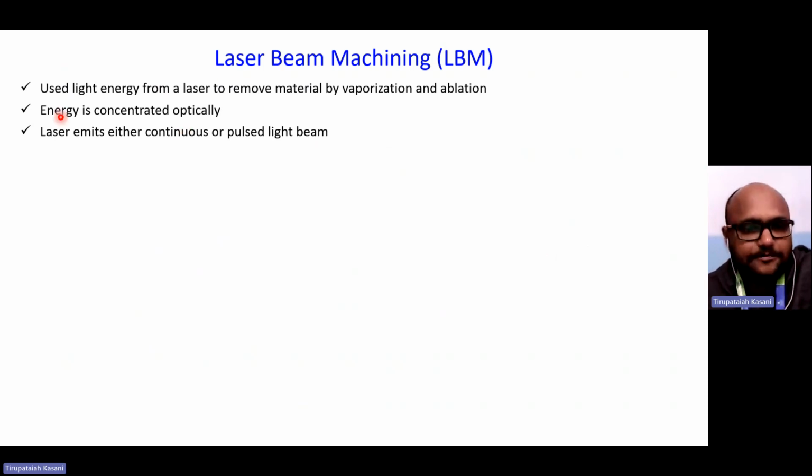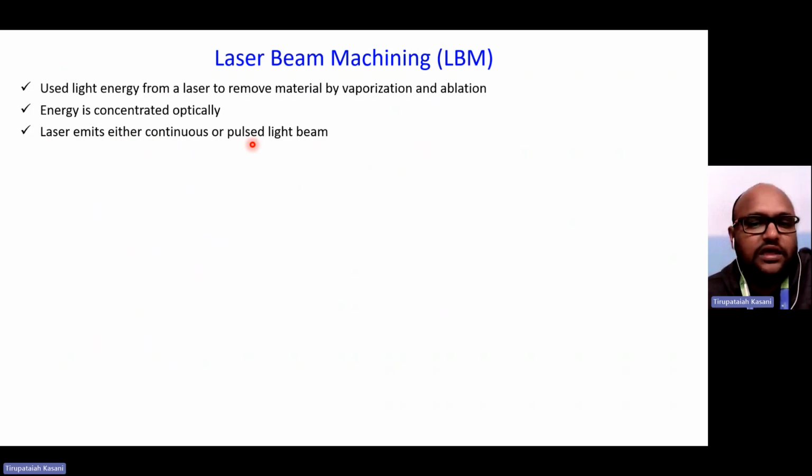Laser beam machining uses light energy from a laser to remove material by vaporization and ablation. The energy is concentrated optically; we are using a lens to concentrate the laser beam. The laser emits either a continuous or pulsed light beam.